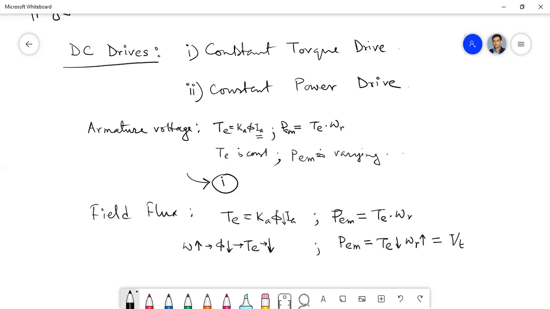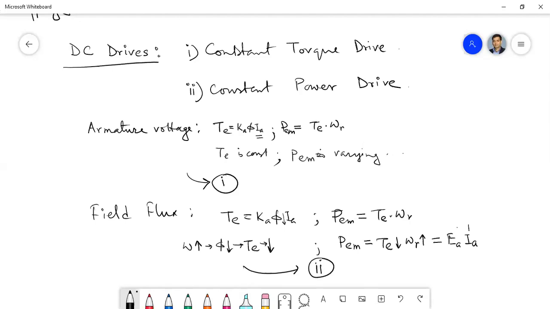Vt into Ia. Vt doesn't change, Ia doesn't change, so power is constant. So therefore, it is called the constant power drive. That also you can say.